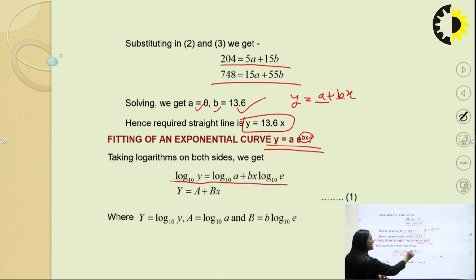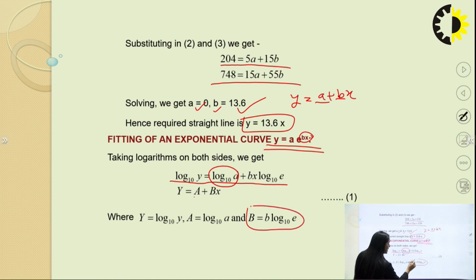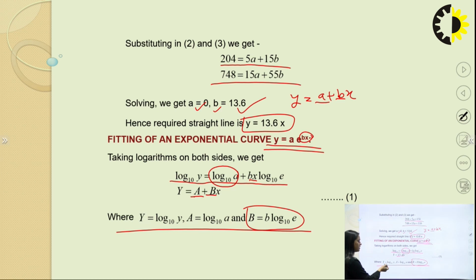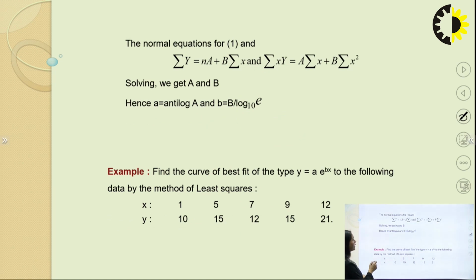So you can see this is a linear equation. I can say that log a to the base 10 is capital A, and the coefficient which is with x, that is b log e to the base 10, I have assumed as capital B. And capital Y we have taken as log y to the base 10.